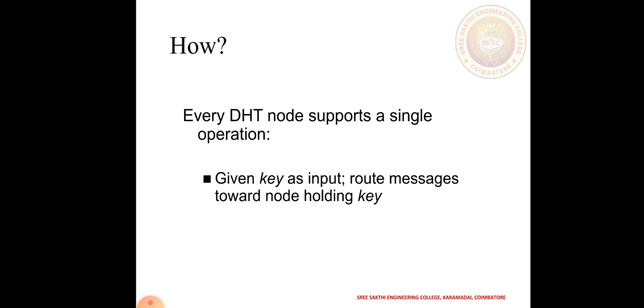Given a key as an input, the message is routed to the node holding the key. We can give the key as an input. That means when we store data, the name is the key here. If I am storing thousands of data items in my system, each individual data item has a key value. By using that key value, we can fetch that information again.